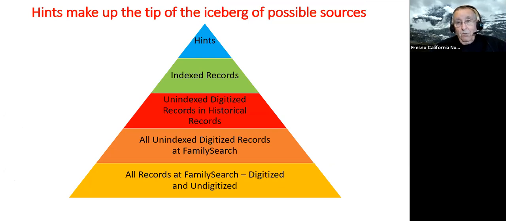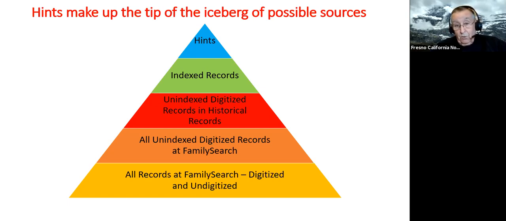Okay, so another way to look at the situation is this. Think of this as being an iceberg, and at the tip of the iceberg are the hints. Hints really only make up a very small amount of the records that FamilySearch has, probably less than what this diagram would indicate. They're all part of the group of indexed records. And indexed records themselves are only a small portion of the total population of records out there, because there are many unindexed but digitized records.